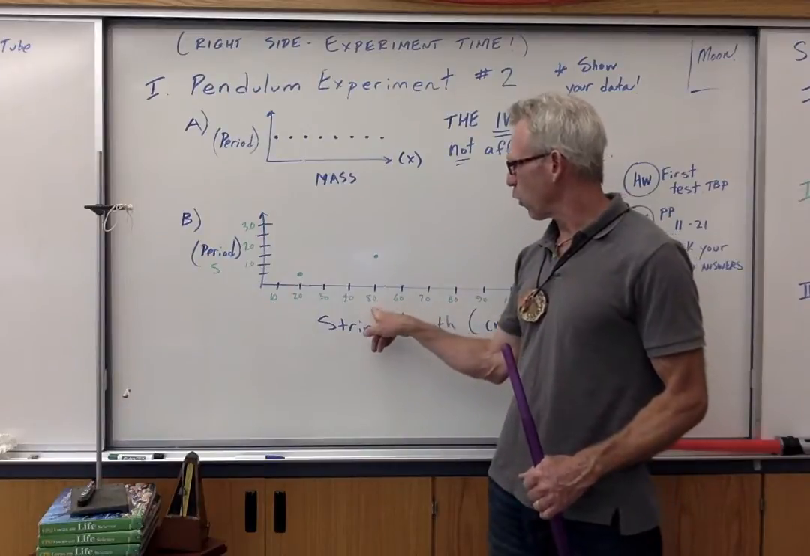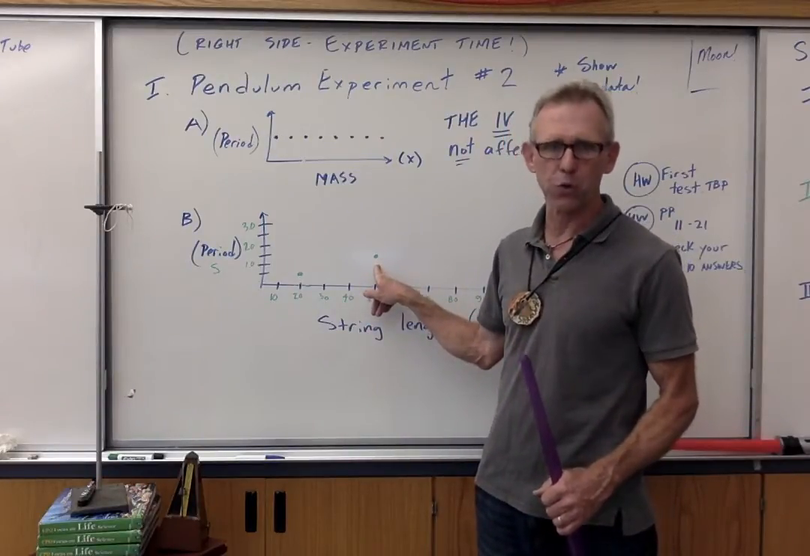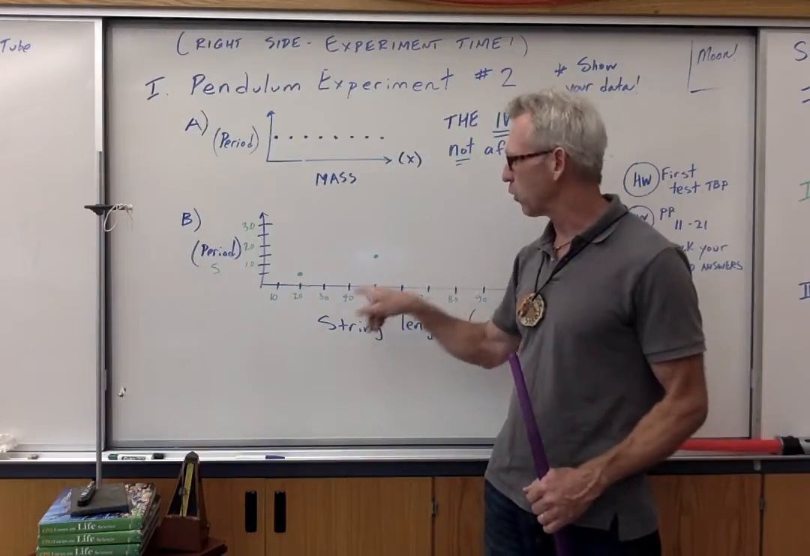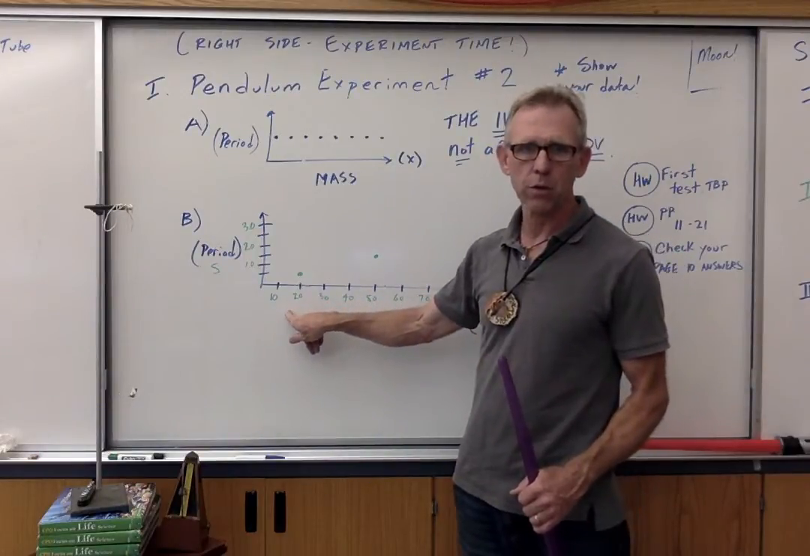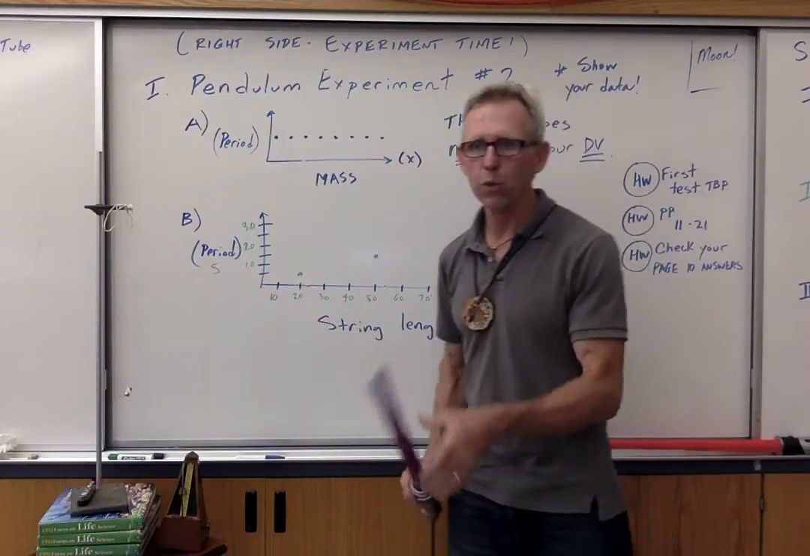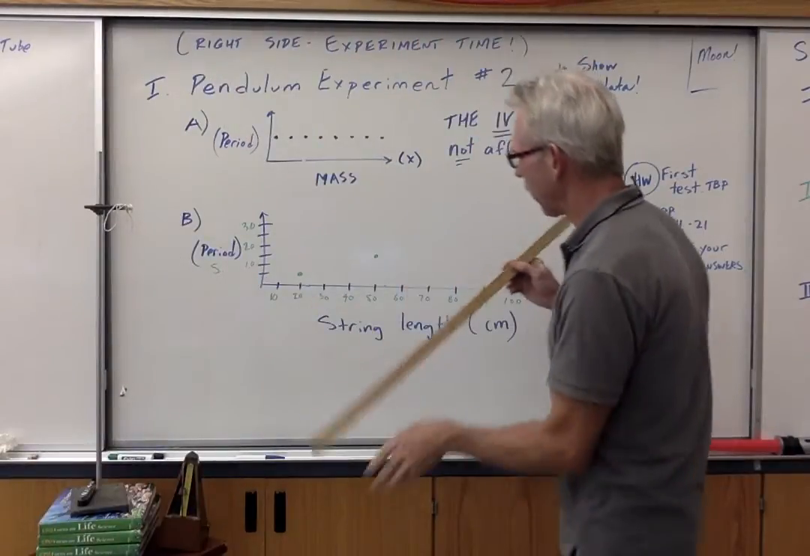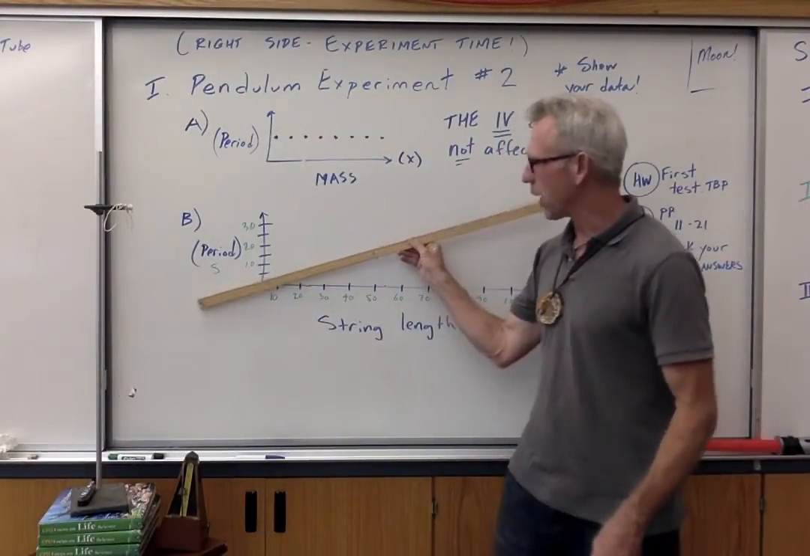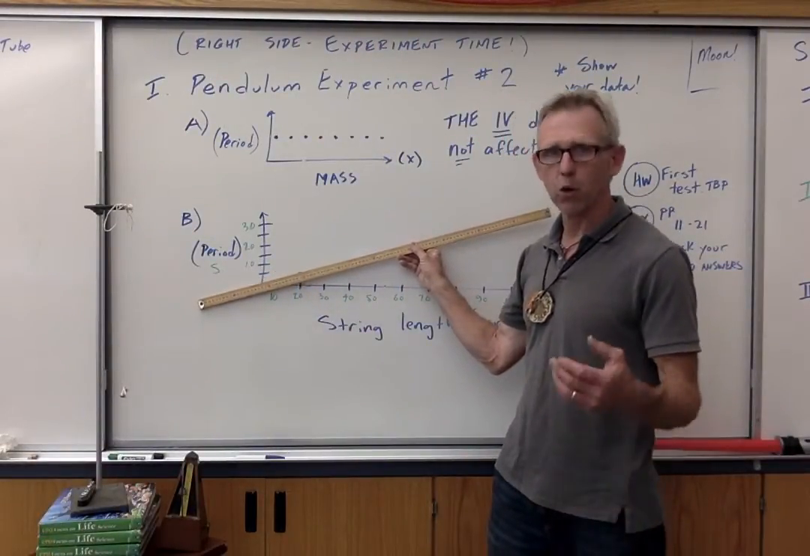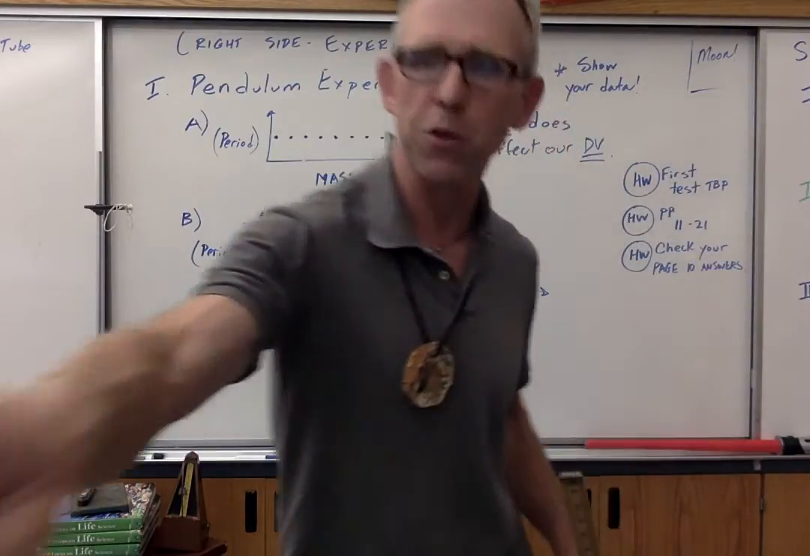As you go from 50 centimeters, it took about 1.5 seconds for each swing. As you went down to 20 centimeters, our pendulum here only took 1 second for each swing. As we fill up our data chart, we will find out that these dots should make an almost perfect straight line. Now here's the really cool part about doing these experiments.